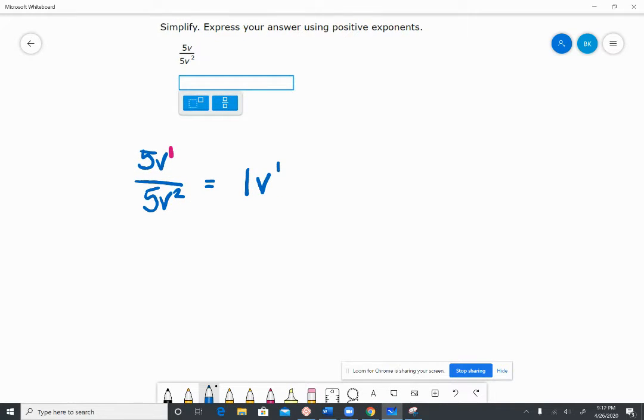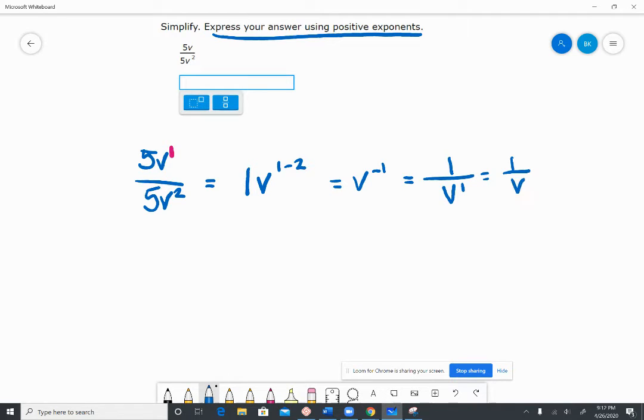v to the 1 minus 2, because when we are dividing with exponents, we're going to subtract them. Okay, so when we simplify that, it's v to the negative 1. It tells us to express our answer in positive exponents. So in order to make this a positive exponent, we have to send it to the next floor. So it's going to be 1 over v to the first power, which you can rewrite as 1 over v. So that's the first example.